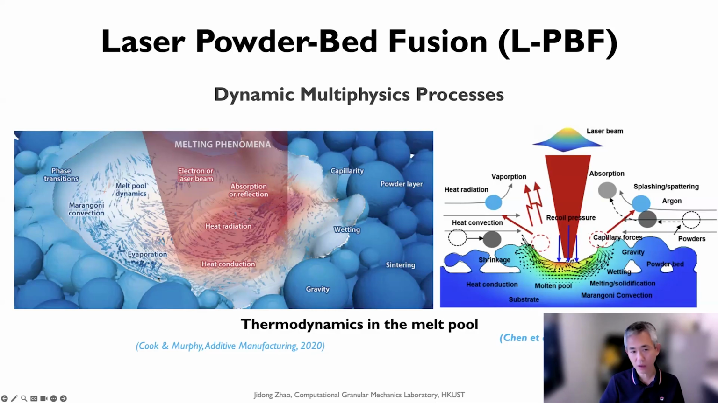And for the metal pool, you also have evaporation, Marangoni convection, and phase transition here. And then because you change the particle into liquid, you also have the capillary effect inside the particles as well here. And part of this also includes the sintering process, and you have gravity force to consider. So you can see that it is a very complex, multi-physics process. So making the simulation is extremely challenging here.